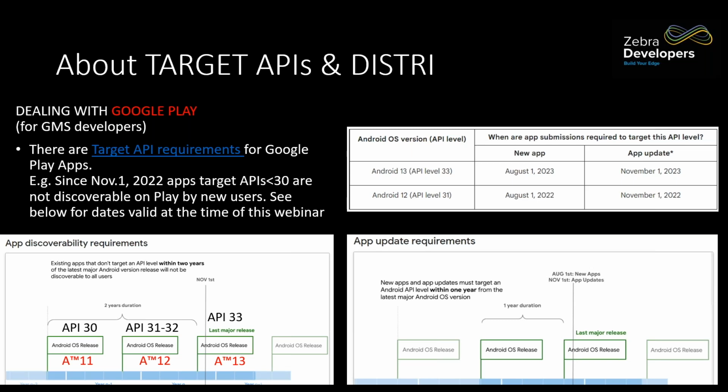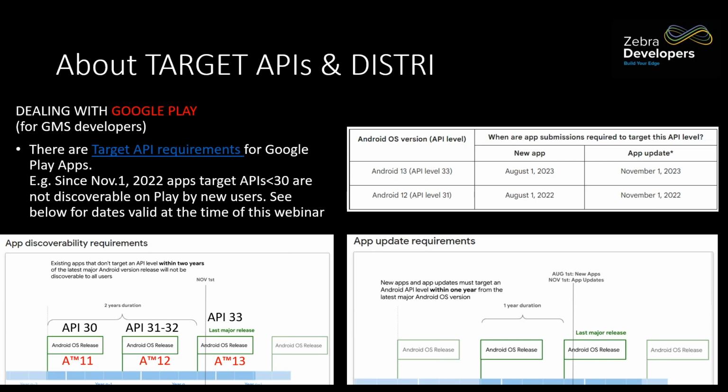Today we are at API 33 with Android 13. You need to target API 30, 31 or 32 in order to be discoverable for new users that want to install your application. Otherwise, your application won't be listed. For the update requirements instead, you have only one year to adapt your application, so this time is even shorter in the case of the update requirement.